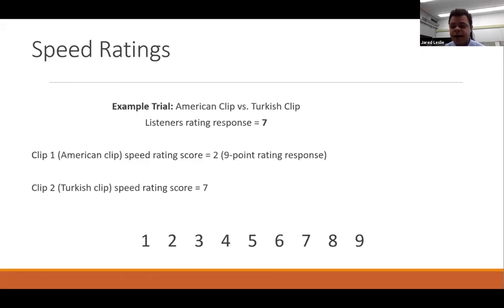Now, if we were to average these scores across all the different trials, we can then see what the average is for a specific cultural genre. The higher the speed rating score, the faster we could say they're rating these clips, and the lower the speed rating score, the slower they're rating the clips as being.